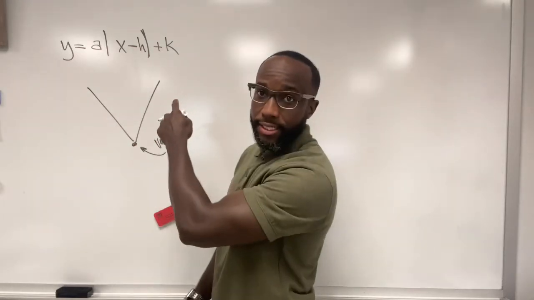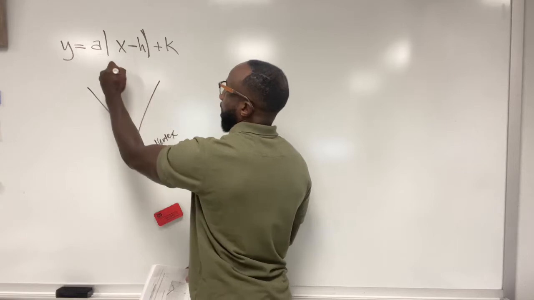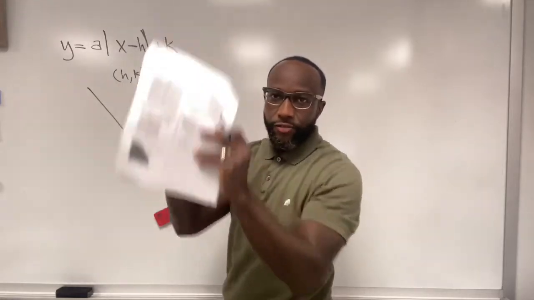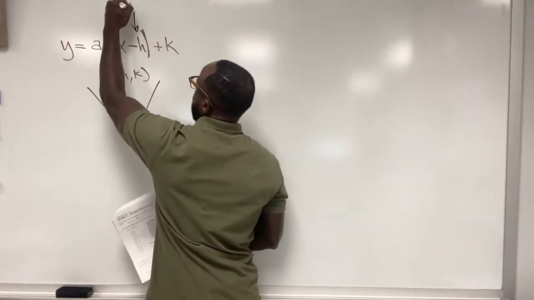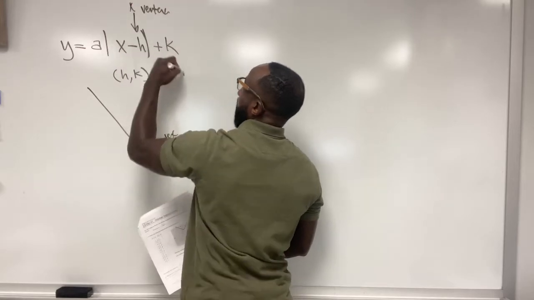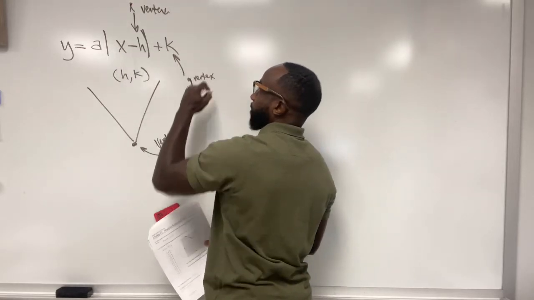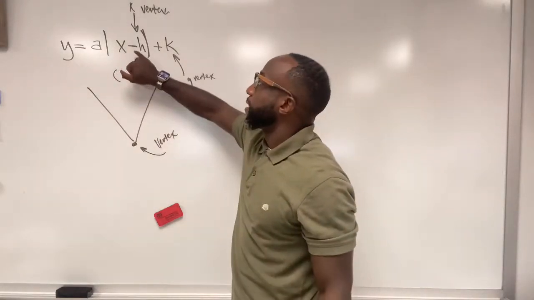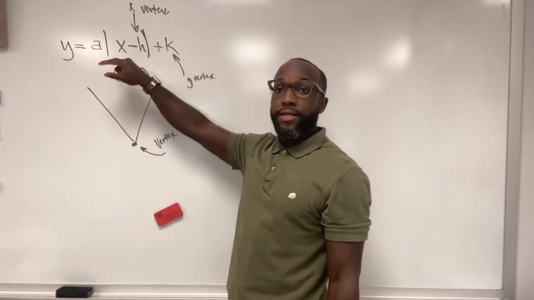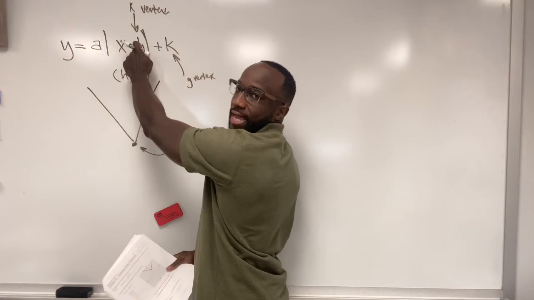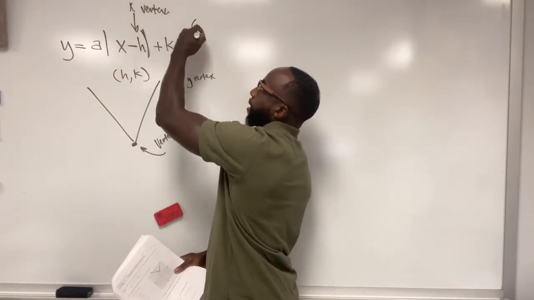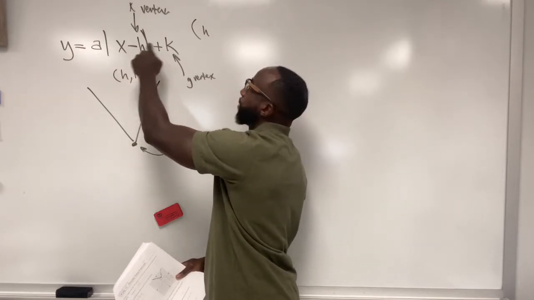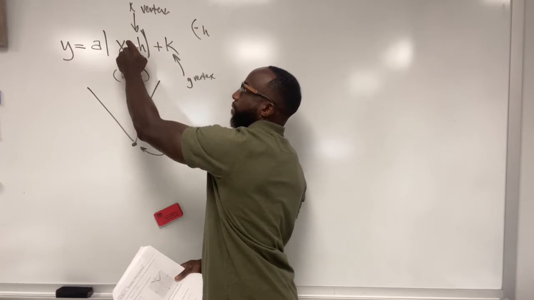When you look at an equation, the vertex consists of h and k. H is inside of the absolute value bars. That's the x of the vertex, and k is the y of the vertex. The way they show up is that inside the absolute value bars, the opposite is positive. So if it's negative on the inside, it's going to be positive as a coordinate, and if it's positive on the inside, it'll be negative as a coordinate. I'm going to show you that in a second.